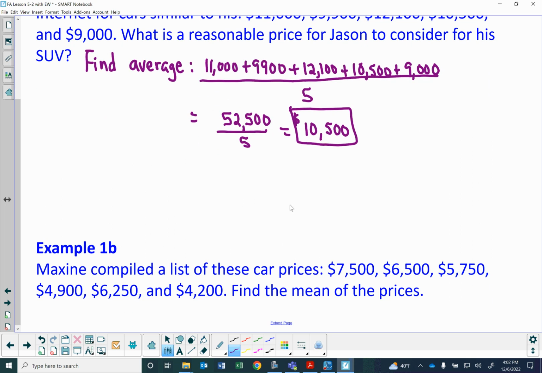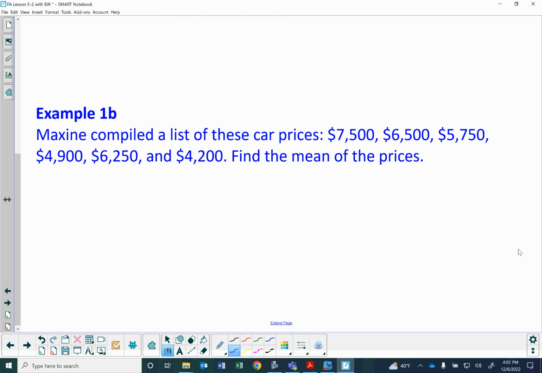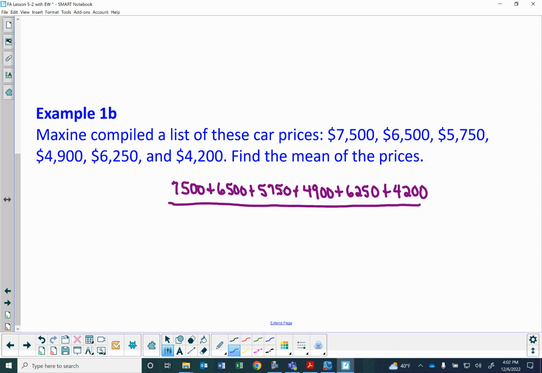Let's look at example 1b. Okay. Maxine compiled a list of these car prices: $7,500, $6,500, $5,750, $4,900, $6,250, and $4,200. Find the mean. Remember, mean again is the average. So we're going to do the same thing we just did. We're going to take all our numbers, 7,500 plus 6,500 plus 5,750 plus 4,900 plus 6,250 plus 4,200, and divide that all by 1, 2, 3, 4, 5, 6 of them.